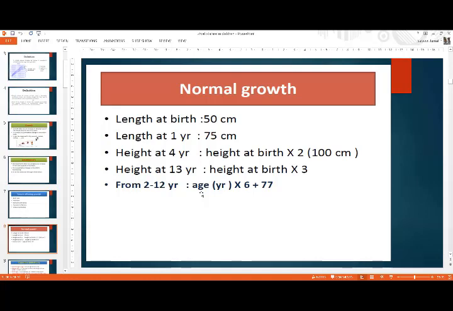While from 2 to 12 years of age, a rough formula that is used is: take the age of the child in years, multiply it by 6 and add 77. That will give us the normal expected height of the child.